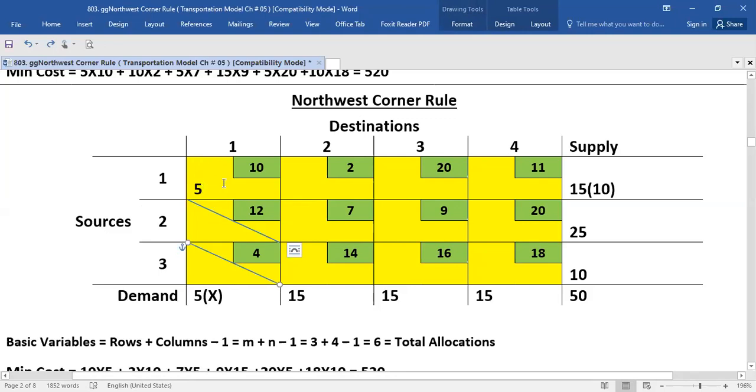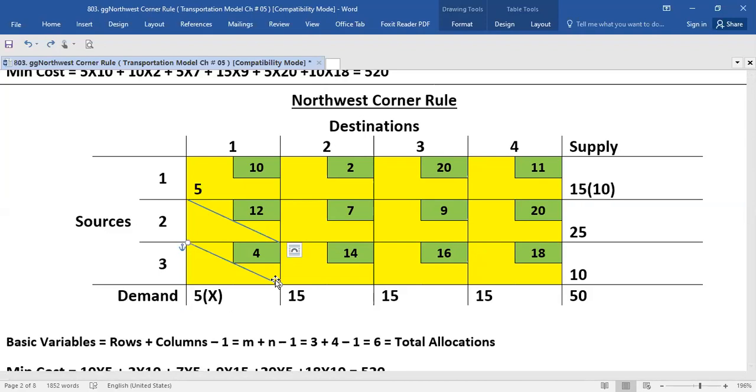In the first allocation, you have made 3 steps. First, you allocate the value, then you check what is remaining in each side, then you will put a line from this corner to, from this top to this bottom. So this is the first allocation you have made.